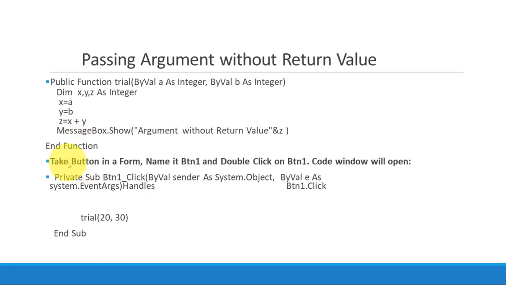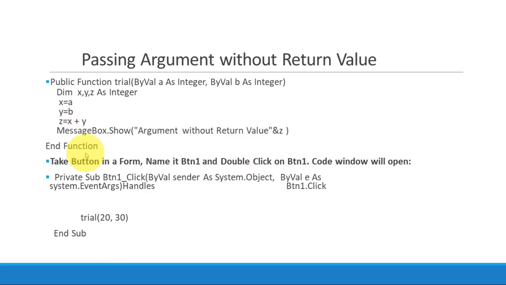So first of all, I'll explain it like this. Here we are getting the parameter a. Whatever value a contains will go to x. Whatever b contains will go to y, and z is equal to x plus y. These are the local variables of this function. So the message box shows "argument without returning value." That is, whatever has been calculated in z is displayed in this function only.